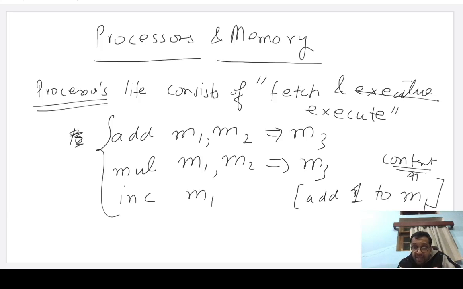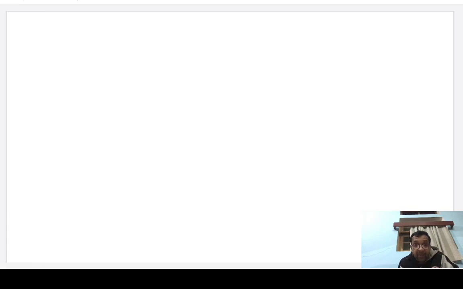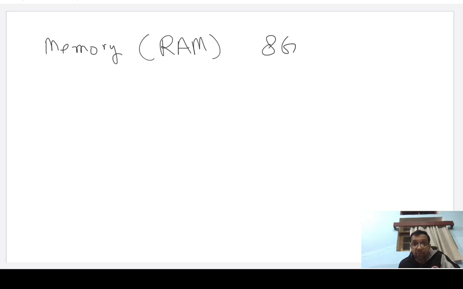And now, since I have referred to the memory in the description of these instructions, we should also try to understand what a computer memory is. How should we think about a computer memory? Computer memory, also known as RAM, random access memory. You would have heard of things like, my laptop has 8 GB of memory, or my laptop has 16 GB of memory. So that is the memory that we are talking about.